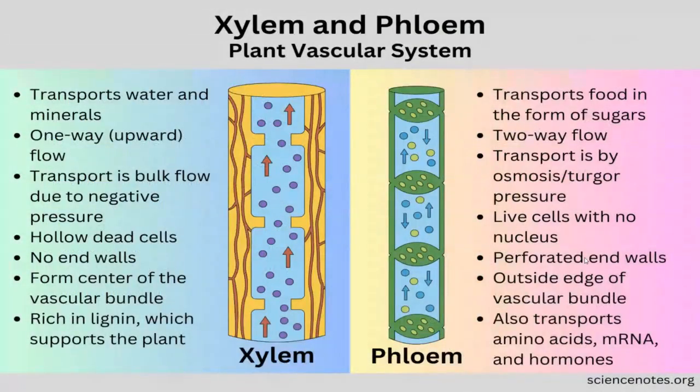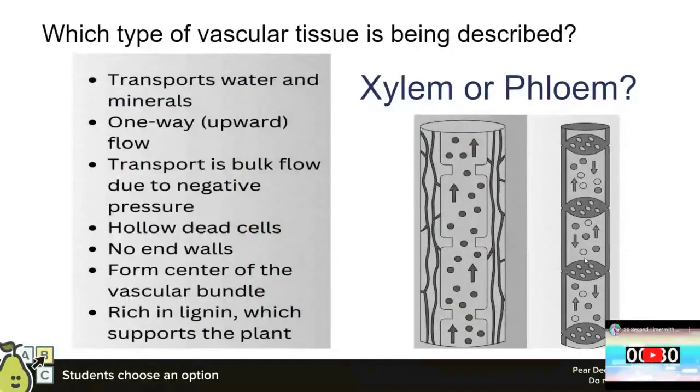If this is the only thing you remember about xylem and phloem, I'll be happy. Here's a great compare and contrast. So if we are comparing and contrasting, which one is this describing? Transports water and minerals only. It's one way only, upwards. It transports in bulk flow due to a negative pressure, i.e., evaporation. The cell wall is made up of dead, hollow cells, and there are no end plates or end walls.